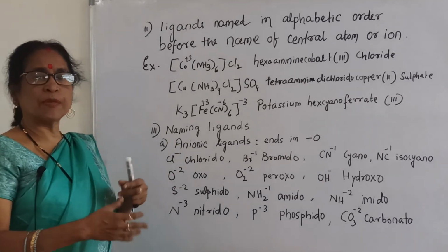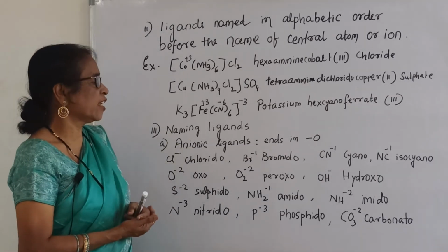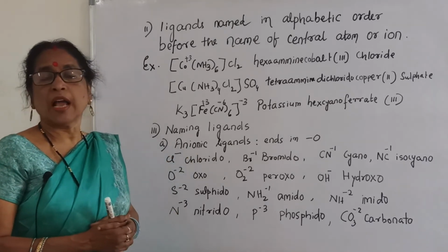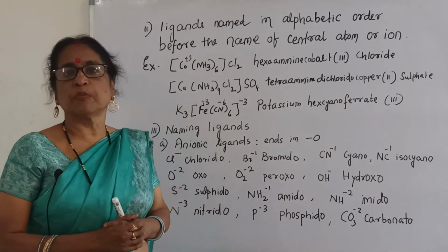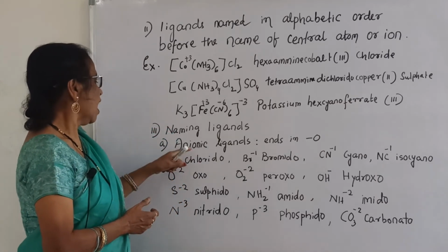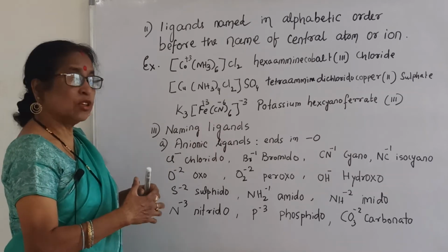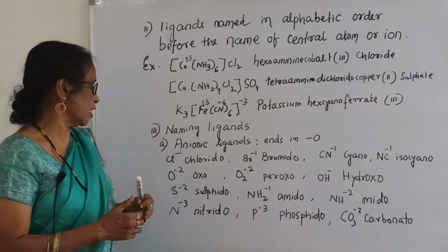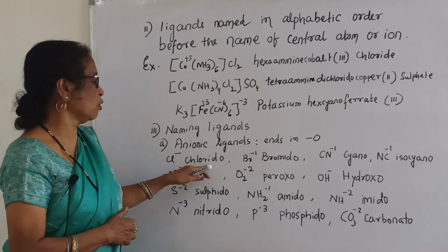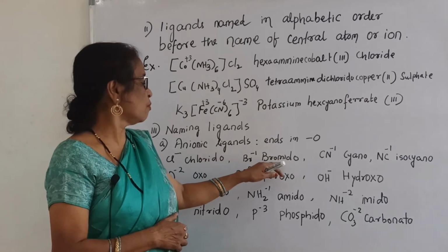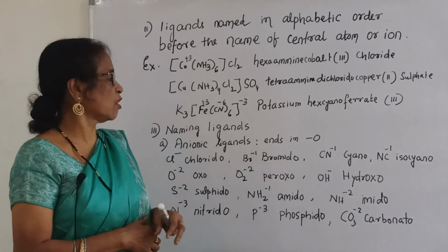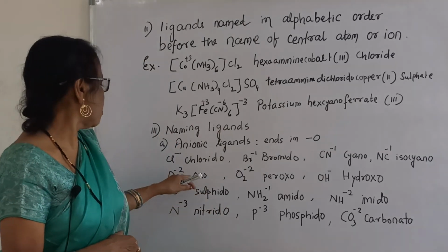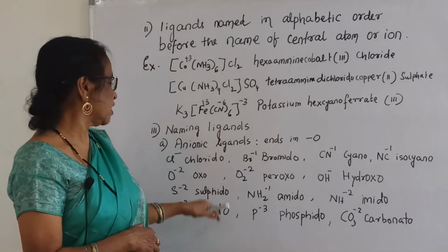Naming ligands, how many types of ligands are there? One is the anionic ligand, and then next, so many ligands are there. First you should remember anionic ligands, neutral molecules, positive ligands. Anionic ligands end in O: nitrido, chlorido, like this. So Cl minus is called chlorido, Br minus is called bromido, CN minus is called cyano, NC minus is called isocyano, and O minus 2 is called oxo. So these are anionic ligands.